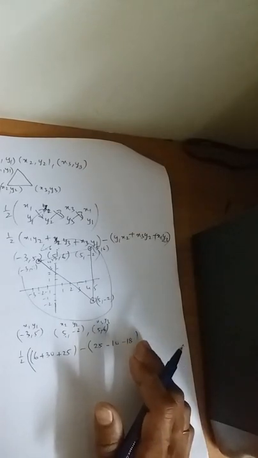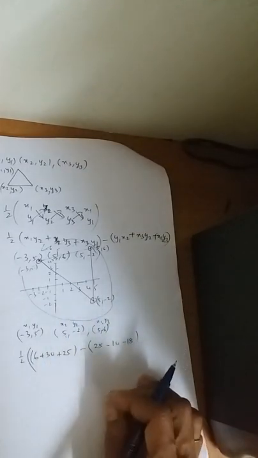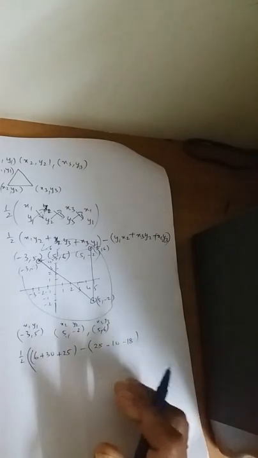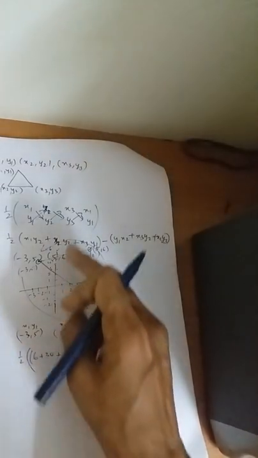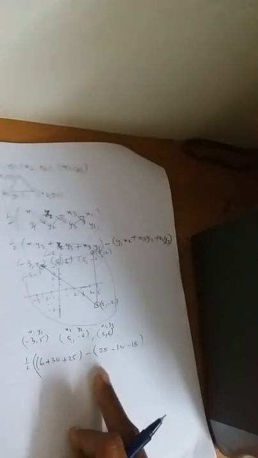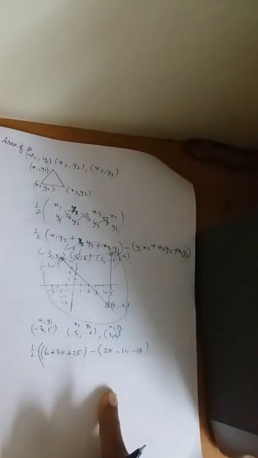Okay. Your answer should be always positive. That is, area of a triangle is always positive. That is why we are putting in the graph form and we are putting the counterclockwise direction. Okay. So this is how you will find the area of the triangle.